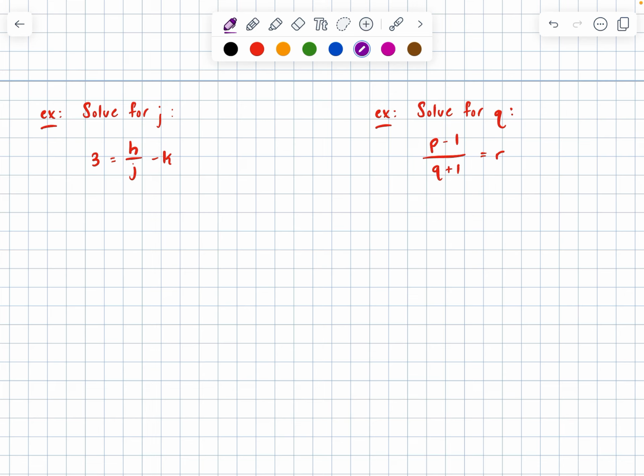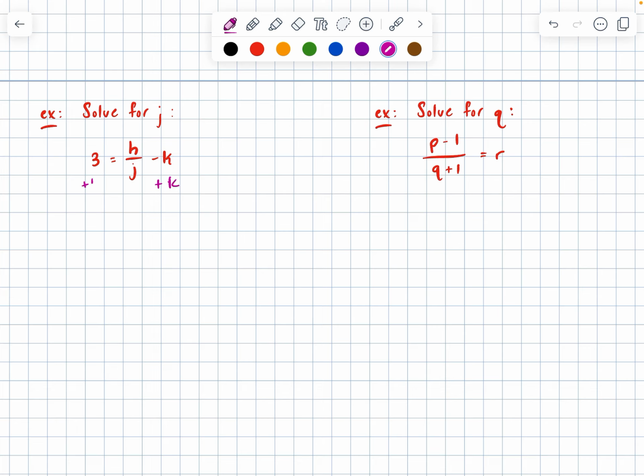Alrighty, maybe you thought about it. Maybe you didn't. I dropped my pencil. 3 equals h over j minus k. Well, in this case, I could start by multiplying by the j. That's my strategy. It hasn't gone wrong so far. But I could also start, and there's no right answer here.